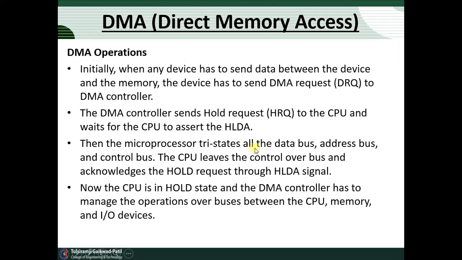Then the microprocessor tri-states the data bus, address bus and control bus. The CPU gives up control of the buses and acknowledges the request with the HLD signal. Now the CPU is in hold state and the DMA controller manages the operations between the memory and IO devices.